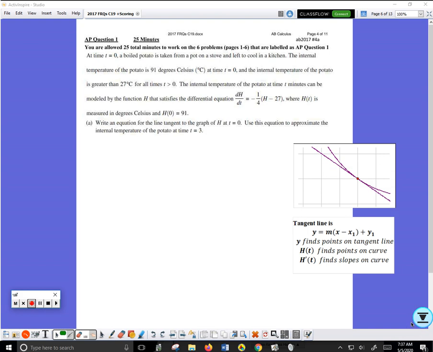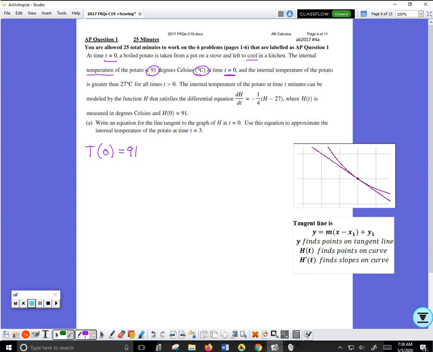Okay, at time equals 0, a boiled potato is taken from a pot on a stove and left to cool. Cool is important because that means the temperature of the potato is going down. Internal temperature of the potato is 91 degrees Celsius at time equals 0. Okay, I would stop right there and write the temperature at time equals 0 is 91.